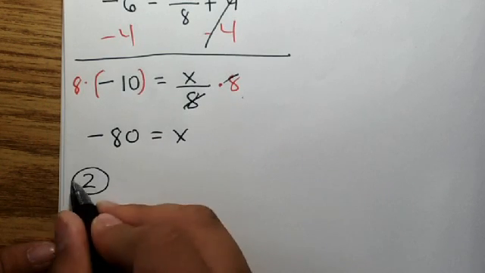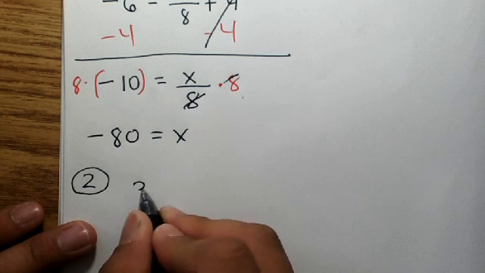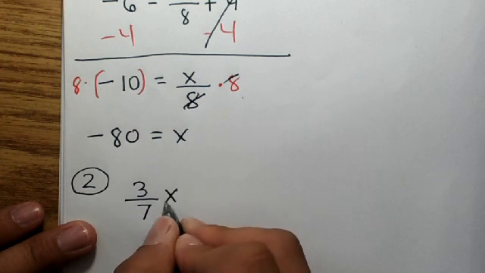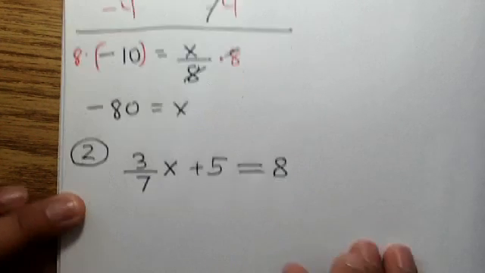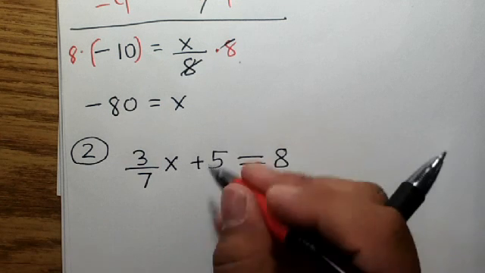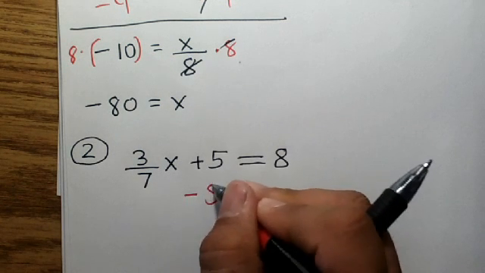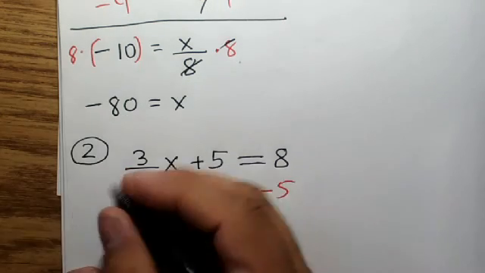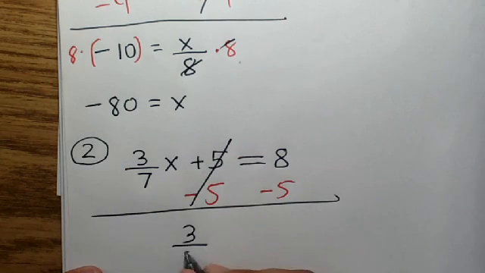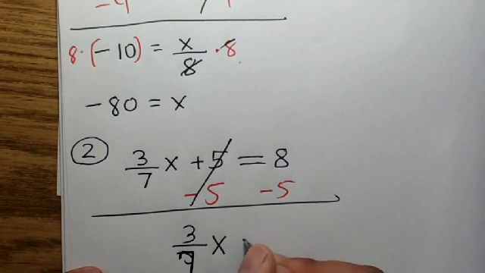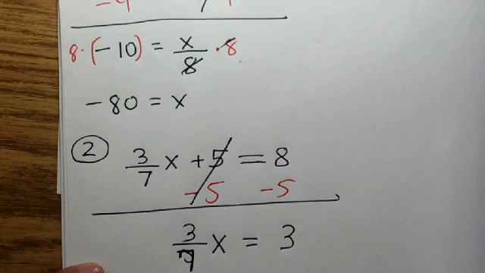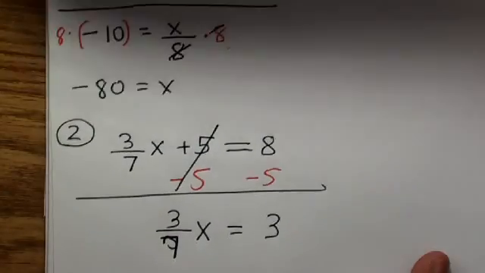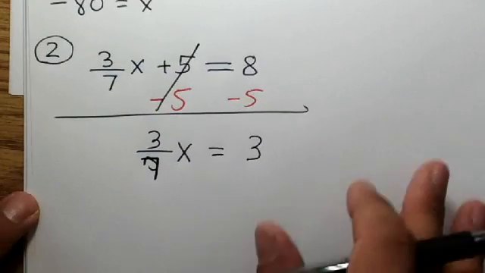If you look at number 2, we have 3/7 x plus 5 equals 8. What would be the first step on something like this? Excellent. After you subtract the 5, you're left with 3/7 x equals, what's 8 minus 5? 3. Now, be careful with this step. Careful with this step. Wait, yes, sir, real quick.